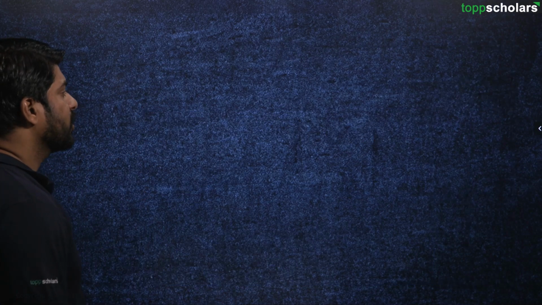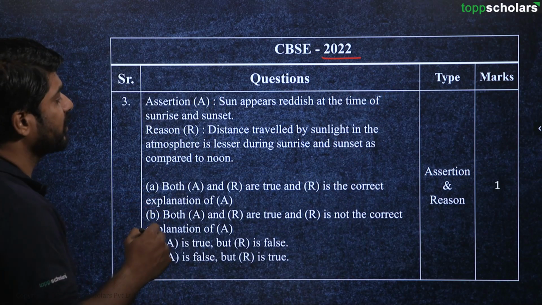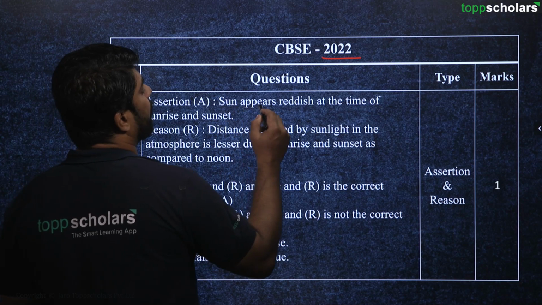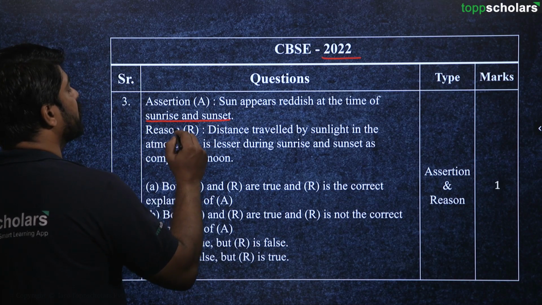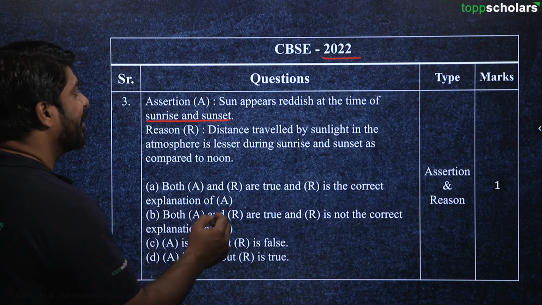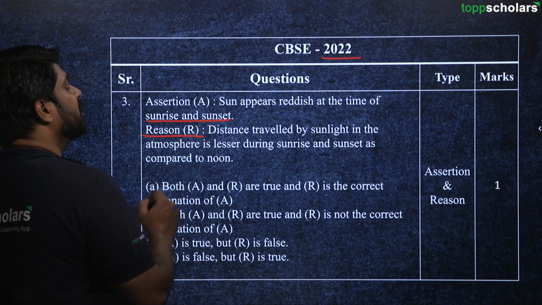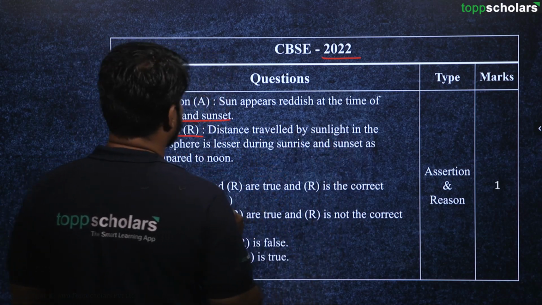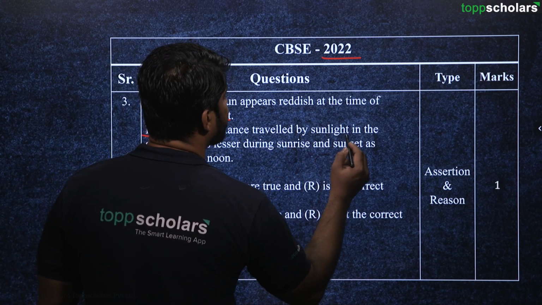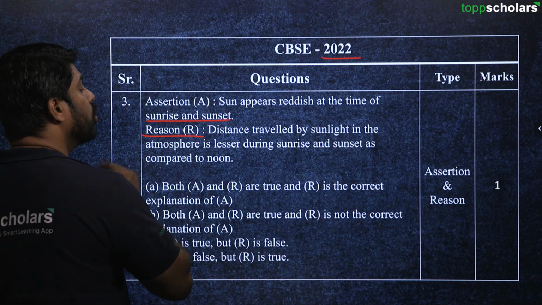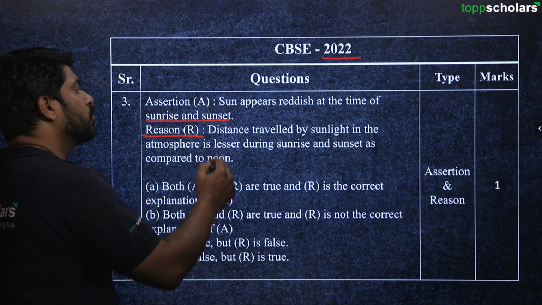Moving on to the next question, again from the year 2022. So here we have got assertion and reason. Sun appears reddish at the time of sunrise and sunset. So this is the assertion that is given. Then the reason is: distance traveled by the sunlight in the atmosphere is lesser during the sunrise and sunset as compared to the noon.